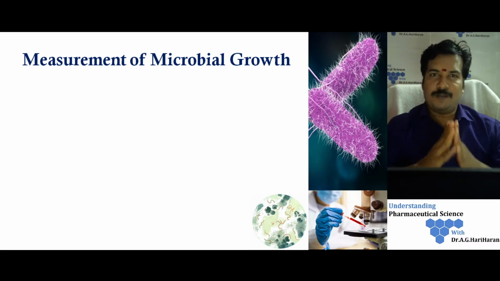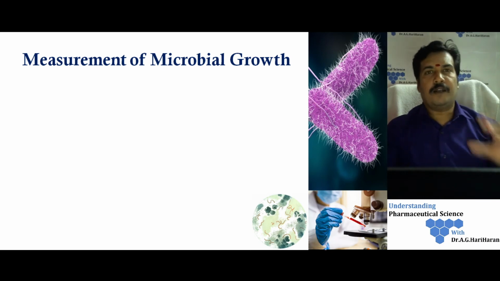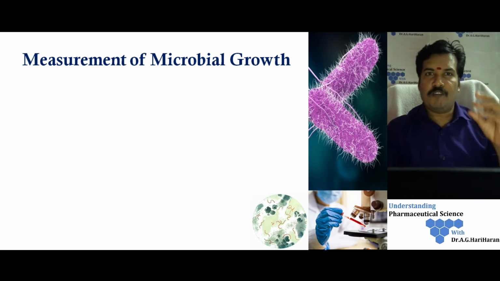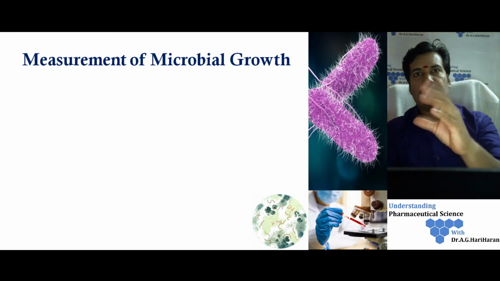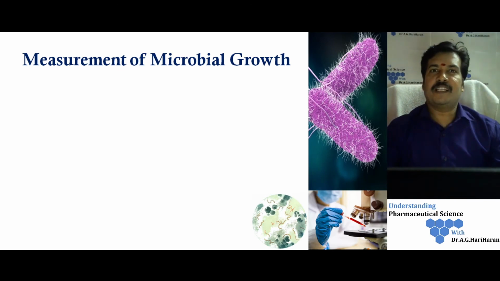So let us consider the measurement of microbial growth. The microbial growth is an important aspect, especially in industrial microbiology, because while we are producing certain drugs like antibiotics or vitamins or DNA products, the number of cells is responsible for the product formation. So we have to measure how many cells are present in that particular growth phase of the bacteria, because most product production will be either in the log phase or in the stationary phase of the microbial growth curve. So this measurement becomes very important.